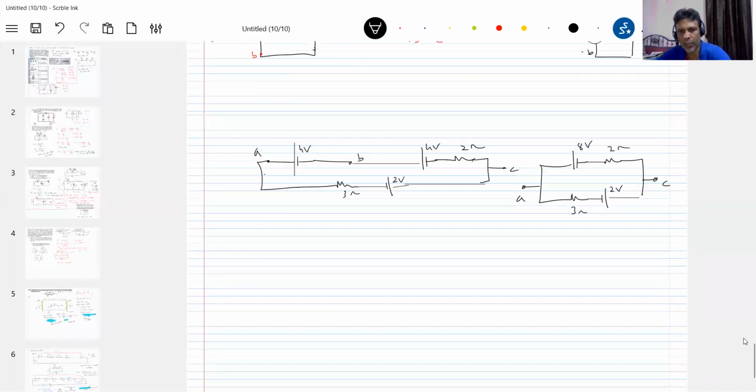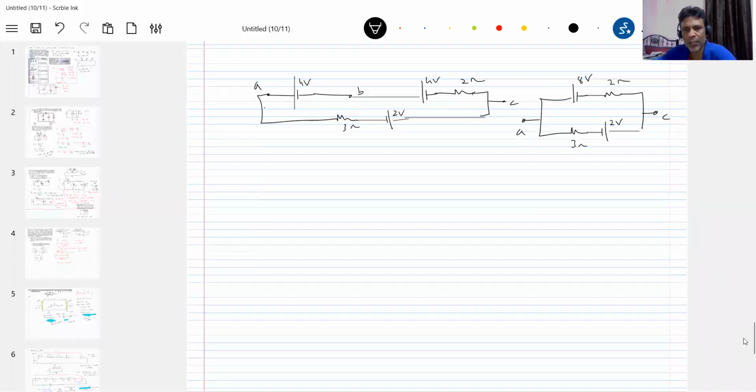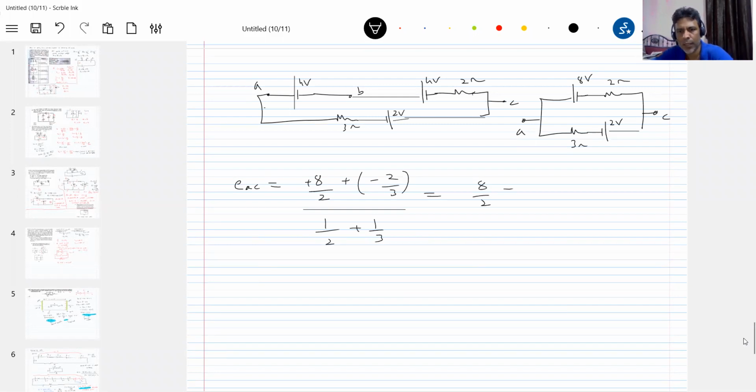Now I think we can use the equivalent circuit formula. So let me assume this end A is positive. So EAC should be equal to 8 by 2 plus, negative terminal of 2 volt is connected, no? Minus 2 by 3, all divided by 1 by 2 plus 1 by 3. 8 by 2 minus 2 by 3, this will be 5 by 6. 3 8s are 24, 20 by 5, 4 volt.